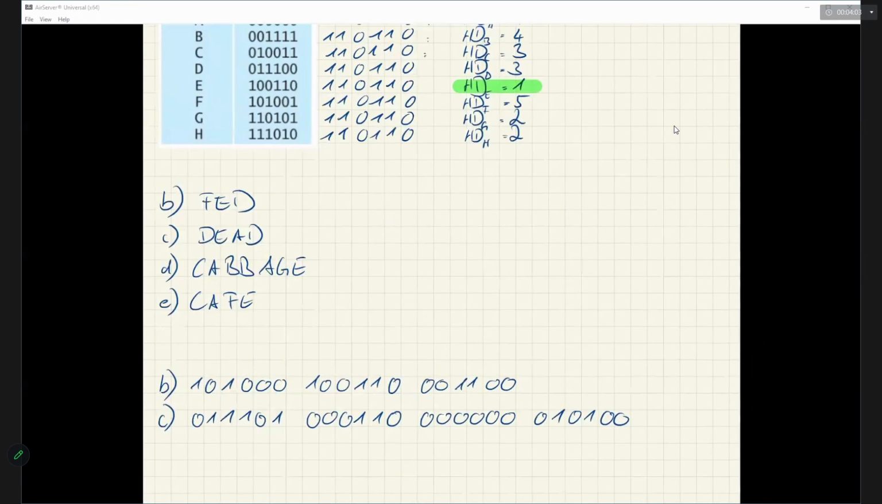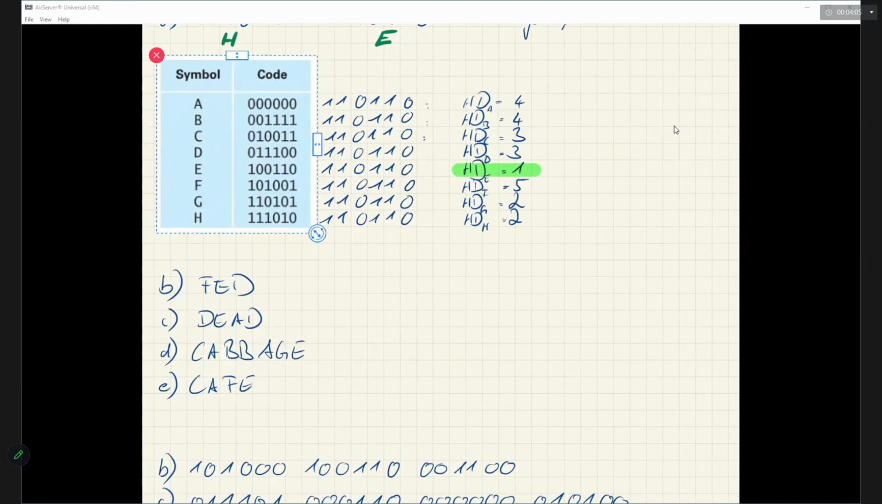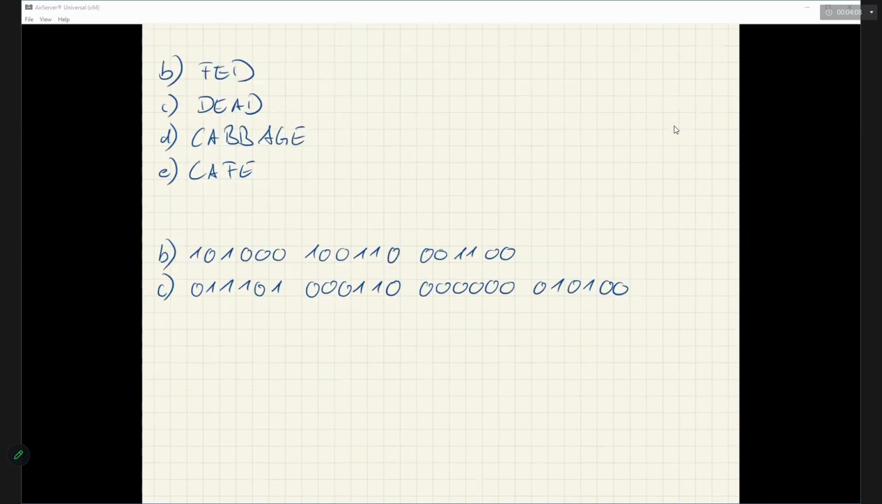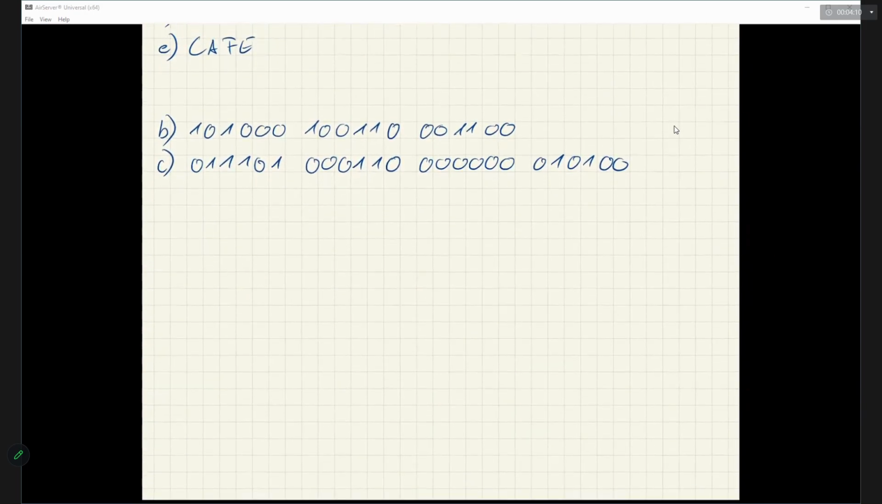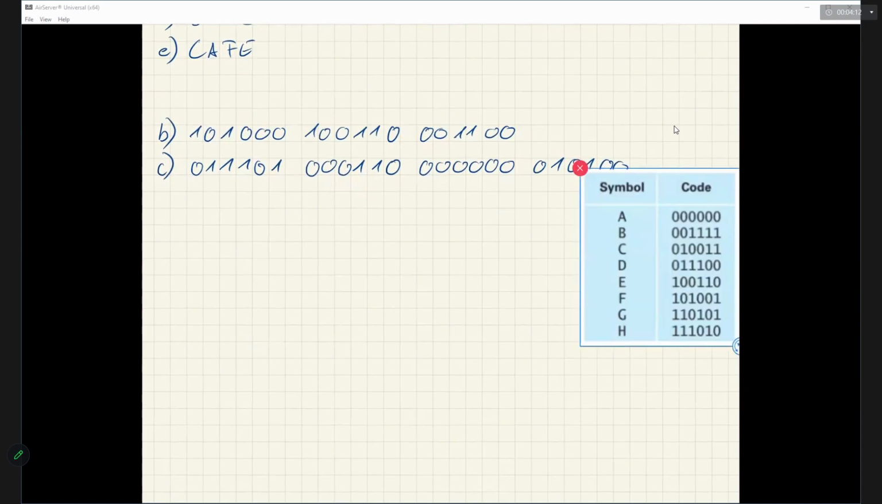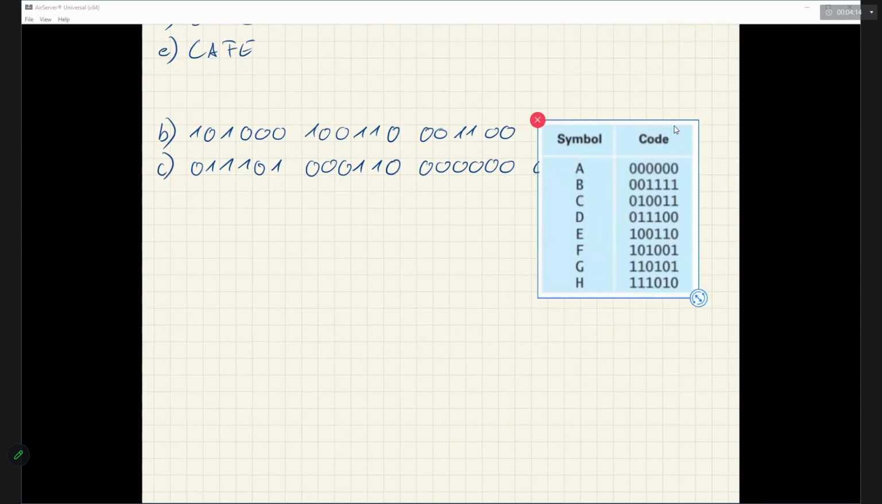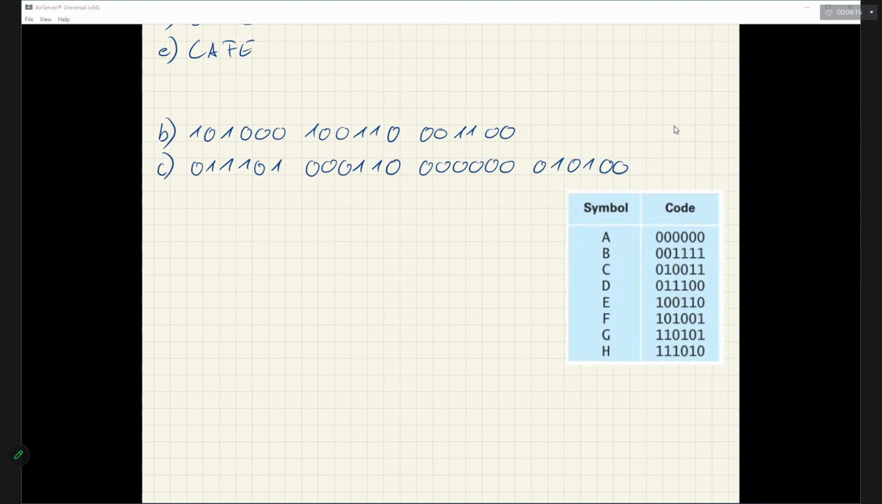And our original table was that one. So please try again on your own to decode these bit patterns into the text. Let's say for 10 minutes, and then we are looking into that together.